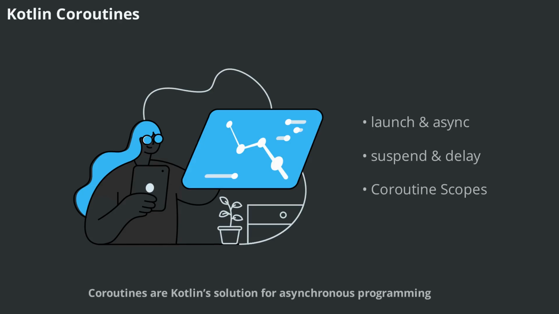Coroutines are Kotlin's solution for asynchronous programming. They allow you to write non-blocking code using launch, async, suspend, and delay. Coroutine scopes like global scope, view model scope, and lifecycle scope help manage their lifecycle. Interviewers may ask you to implement parallel tasks or explain coroutine usage.